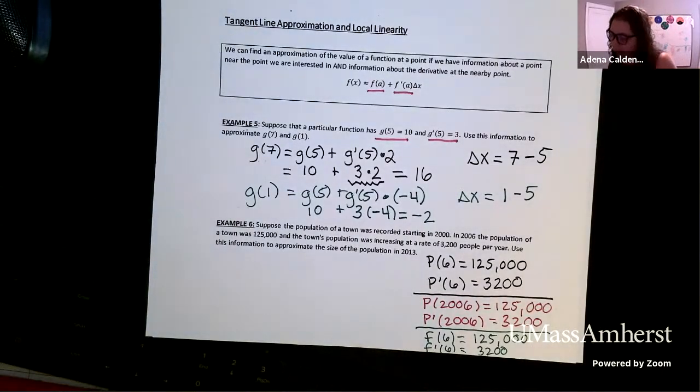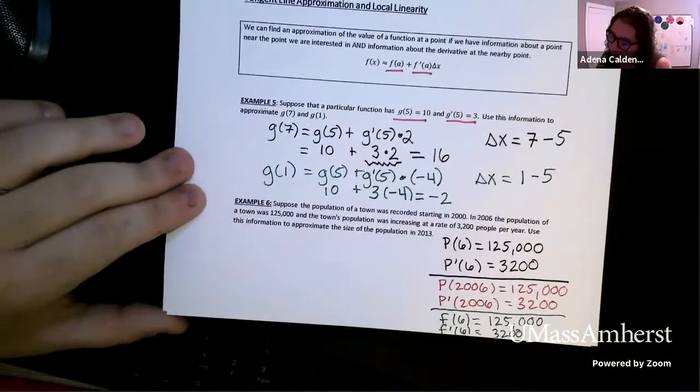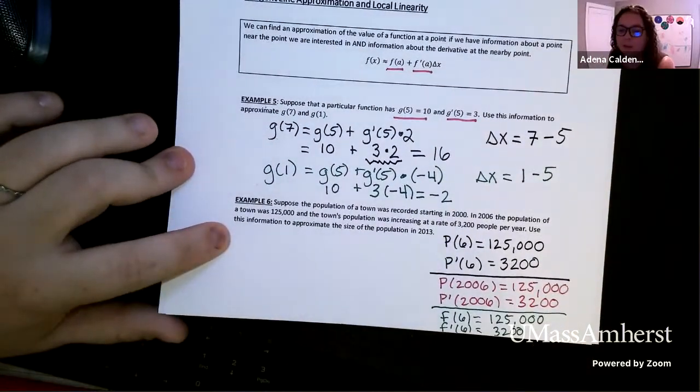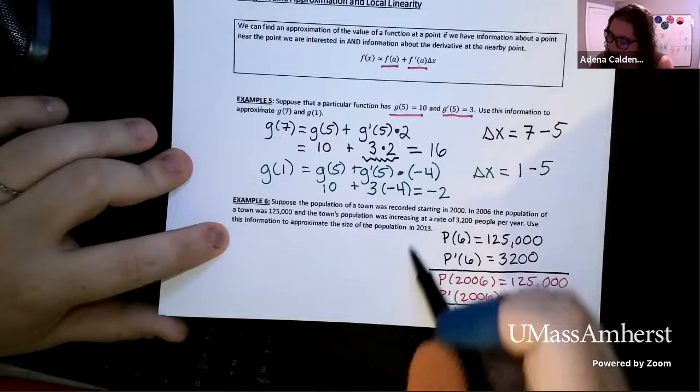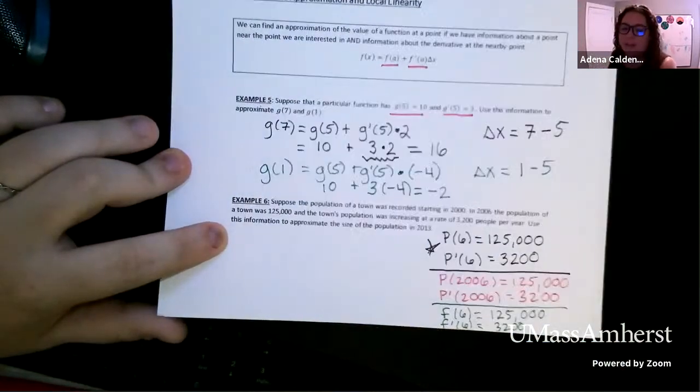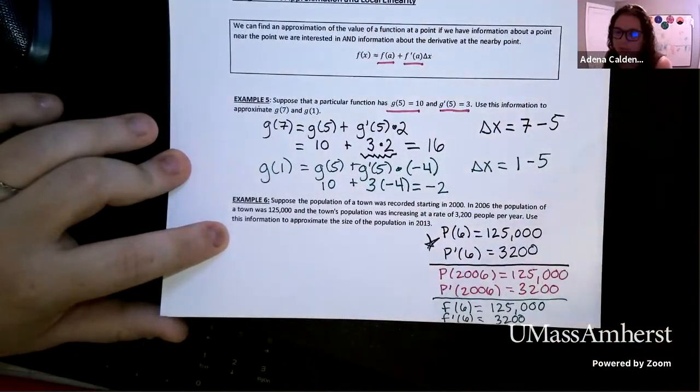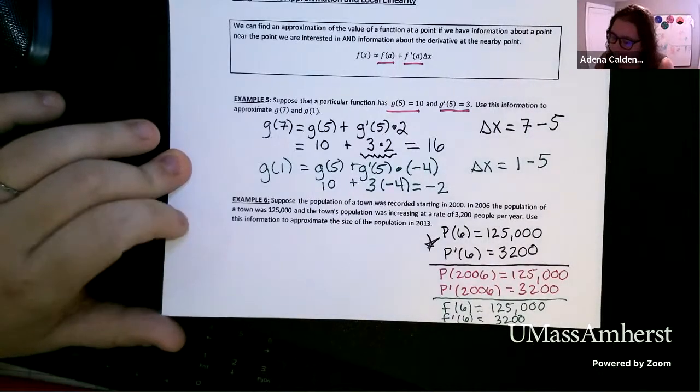Okay, like I said, I used P, but if you didn't use P, that's not a problem, right? That's not going to change your final answer here. So what are we actually looking for? We're looking for the population in 2013. So I'm just going to use this notation because that's how I wrote it up. But if you use different notation, that's fine. It might look slightly different.